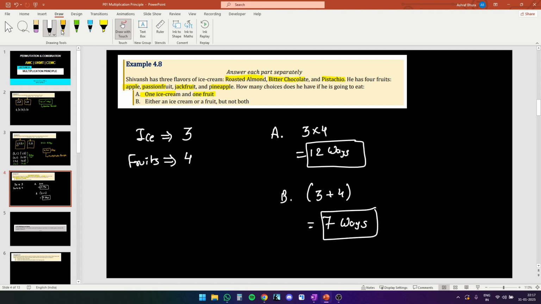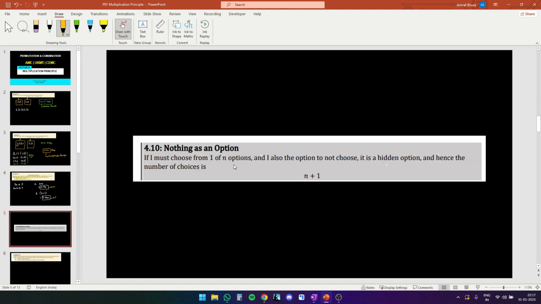So the first part is the application of multiplication principle, and the second part is the application of addition principle. This is when we have ice cream, 3 choices for ice cream and 4 choices for fruits. Now let's say there are n options and I also have an option to not choose anything.